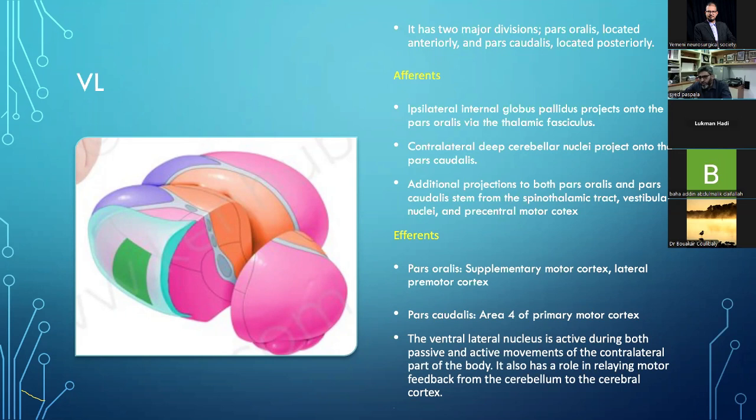Additional projections to both these nuclei will be from the spinothalamic tract, the vestibular nuclei, and the precentral motor cortex also. Efferents will be given off from pars oralis to the supplementary motor cortex and the lateral premotor cortex. From pars caudalis, the efferents will be going to area 4 of the primary motor cortex. The ventrolateral nucleus is active during both active and passive movements of the contralateral part of the body. It also has the function of relaying motor feedback from the cerebellum to the cerebral cortex.